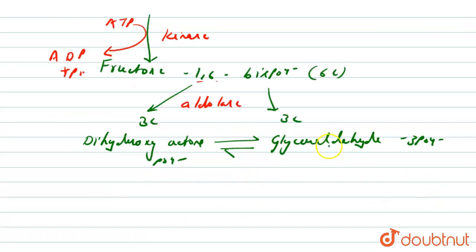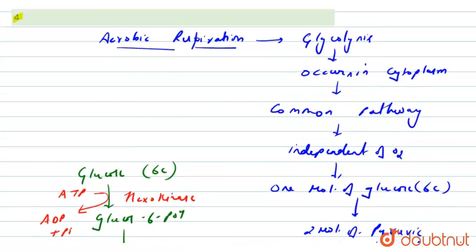So from glyceraldehyde 3-phosphate, by a series of further reactions, it gets converted into pyruvic acid, that is pyruvate, which is a 3-carbon compound, right? So here 2 molecules of pyruvic acid are produced at the end of the glycolysis cycle.